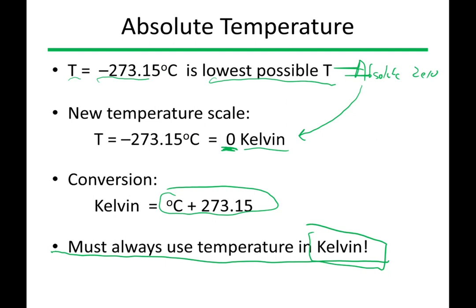The one exception to this is if you have a delta T, so a change in temperature. For that, you can get away with Celsius. But if you always use Kelvin, you'll never be wrong.